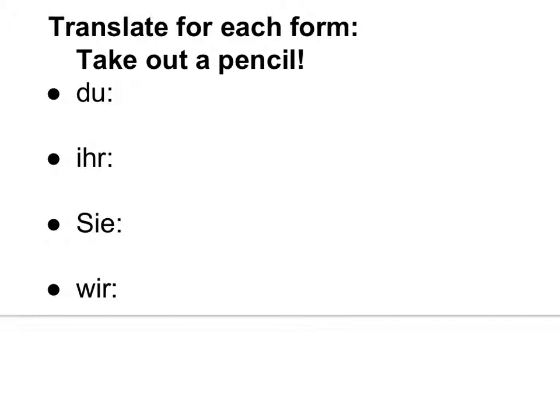How do you say a pencil? Bleistift. Der, die, das? Der. What kind of ein word are we going to use? If you're saying, I am taking out a pencil, or you are taking out a pencil, einen. It's accusative still. So you still have to think about that step. So we've got einen Bleistift.